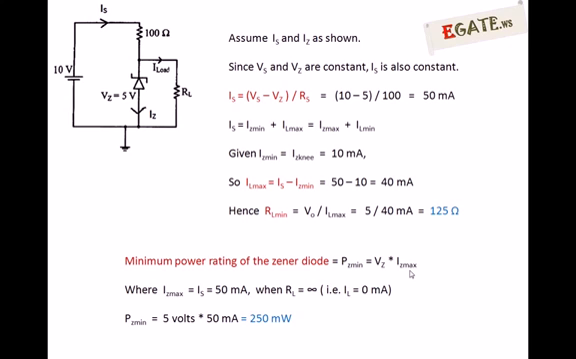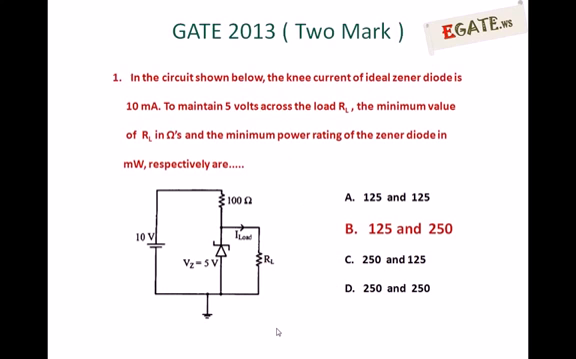By that time the entire Is will flow through this Zener diode, that is the maximum current. So Iz maximum will be equal to Is whenever RL is infinite, that is, IL is equal to 0 milliamperes. Now calculate Pz minimum. The minimum power rating of the Zener diode is Vz into Iz maximum. So 5 into 50 milliamperes is 250 milliwatts. So the minimum RL required is 125 ohms and the minimum power rating is 250 milliwatts. So the right answer for the given question is B, 125 and 250.